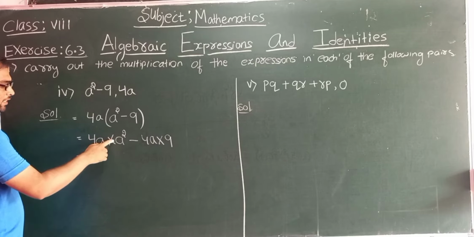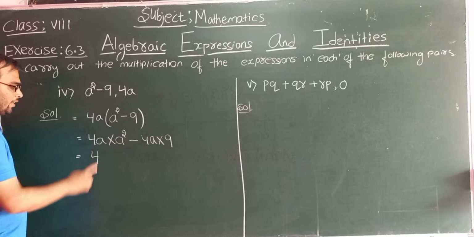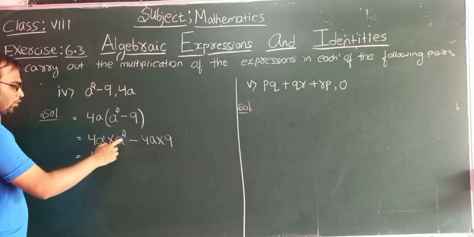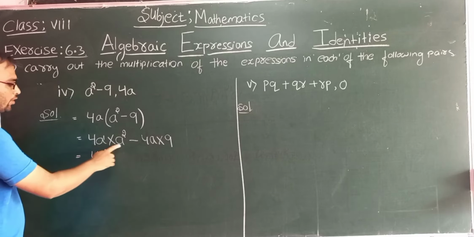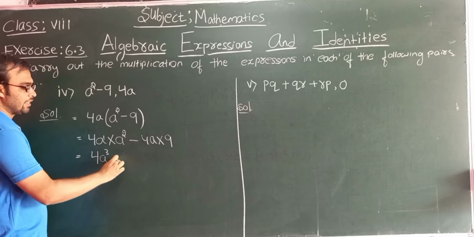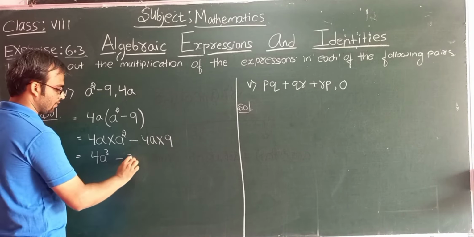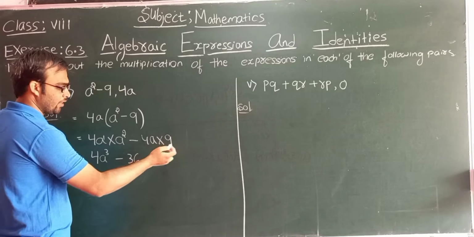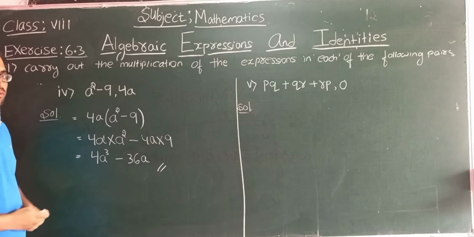Now 4a into a square minus 4a into 9. So here nothing is there, means 1 will be there. So 4 ones are 4. Okay. Here a is there. Nothing is there, means 1 will be there. a to the power 1. So a into a square is equal to a cube. Okay. a into a square is what? a cube. Here minus is there, so write minus. Here 4 nines are 36. Here a is there and here no a. So here write a. So this is the solution for the fourth problem.